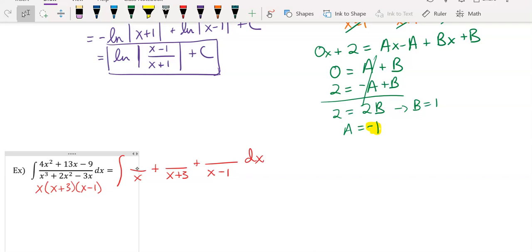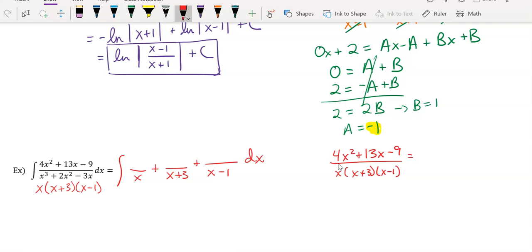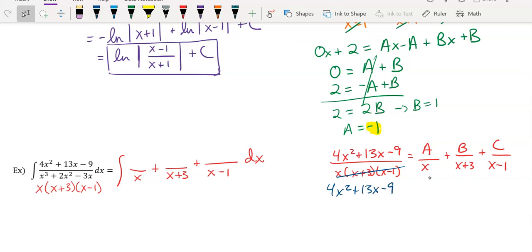Okay, so again, I'm going to come over on the right to do the algebra part. So rewriting this, I get 4x squared plus 13x minus 9 over those factors, is equal to a over x plus b over x plus 3 plus c over x minus 1. And now I'm going to need to solve for all three of these. Multiplying everything by all three factors will cancel out all of these, so I'll have 4x squared plus 13x minus 9 left over.